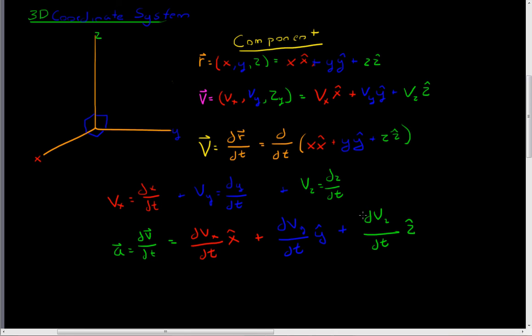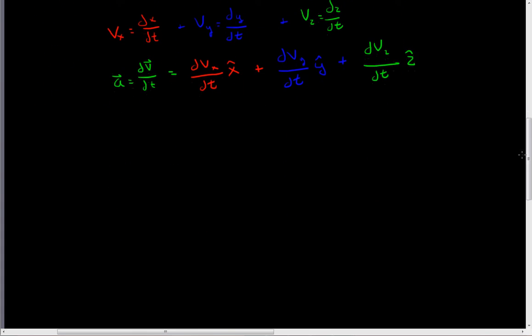We can therefore conclude that the acceleration in the x component is equal to the change in velocity of the x component over the change in time, and the acceleration in the y component is equal to the change in velocity in the y component with respect to time, and the acceleration in the z component is equal to the derivative of the velocity of the z component with respect to time.